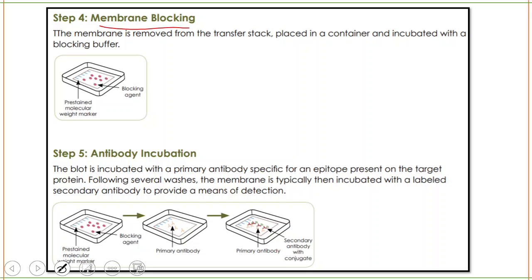Why do we block? Because we do not want false positives. Next is antibody incubation. First primary antibody, then secondary antibody conjugated with enzyme, then you'll add substrate.